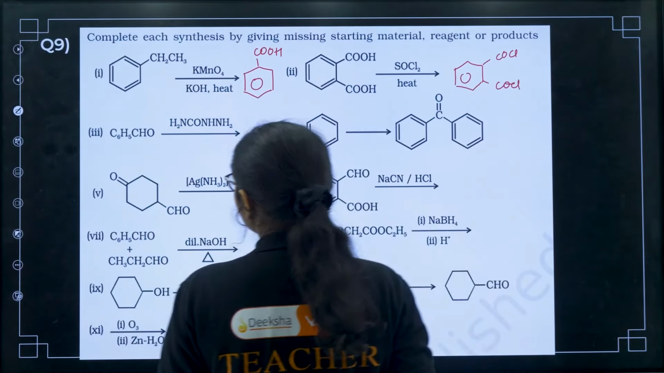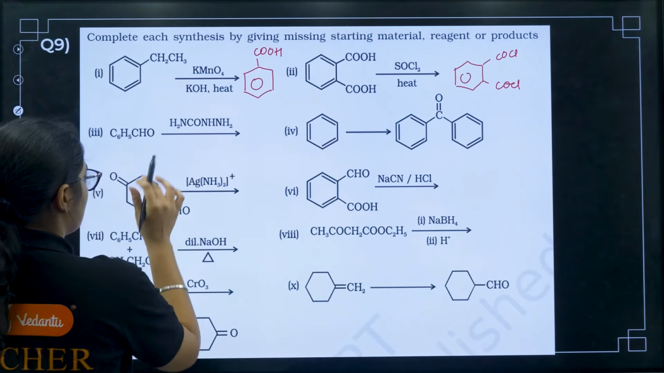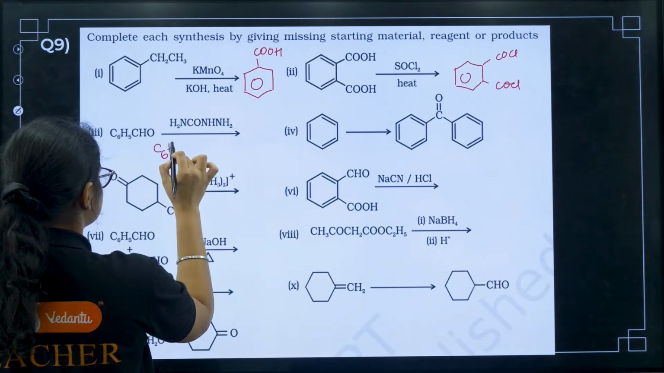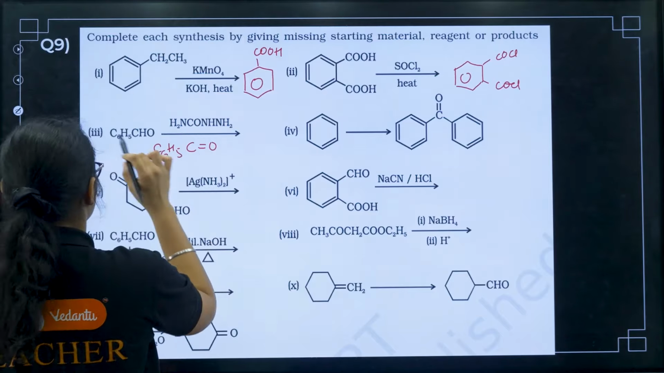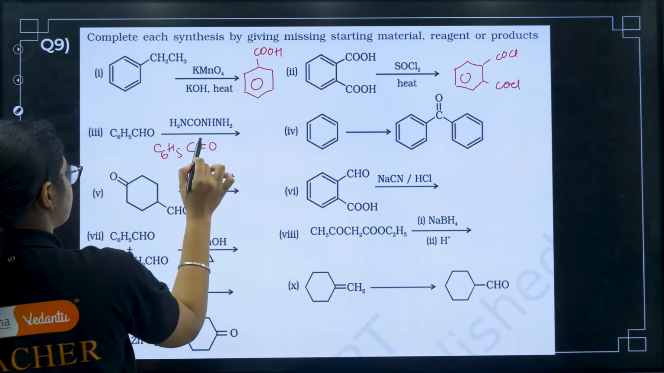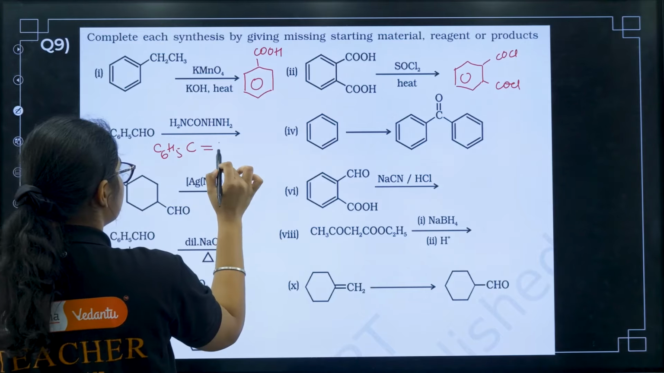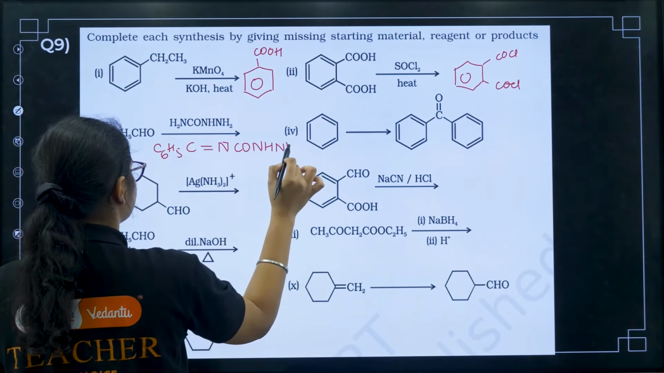Okay. Next you have here NH2CONH2. So here what I can say is semicarbazone. Here we will get C6H5, right? C double bond O, sorry, C double bond O will not be there. It will be C double bond H2 and O will be removed. You will have NCONHNH2.